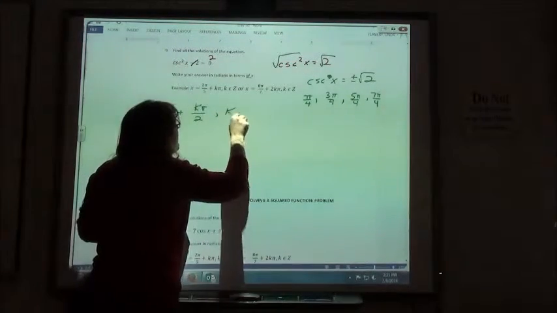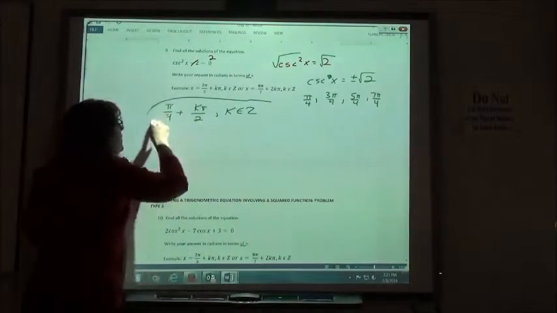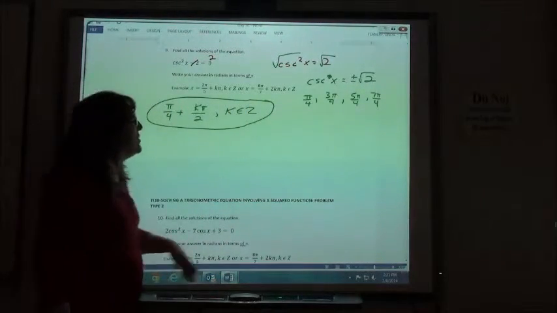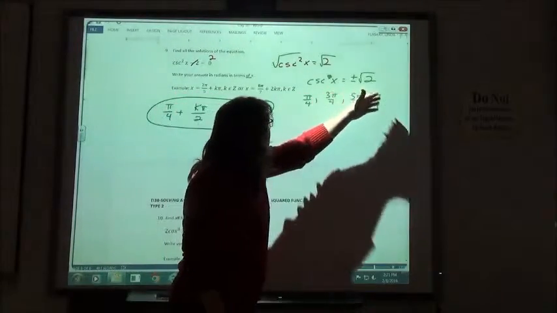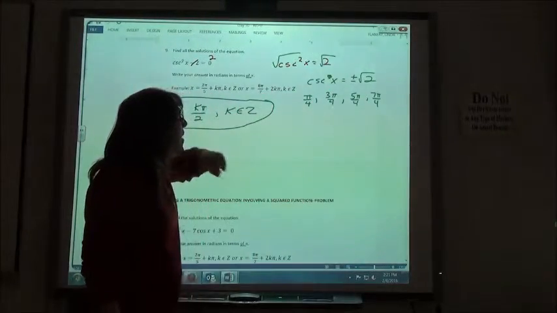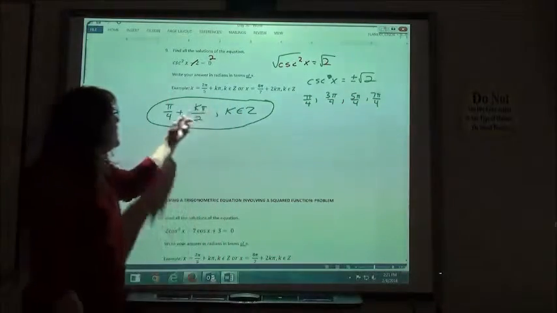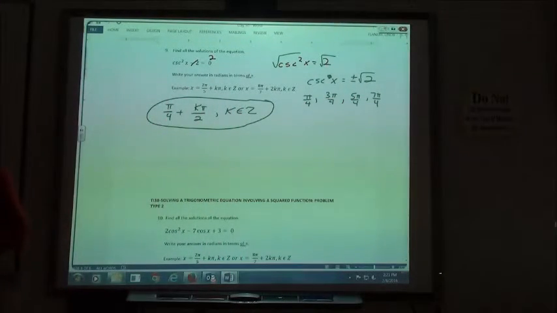Again, k has to be an element of z. So normally with sine, cosine, secant, and cosecant, I would have all 4 of these answers with the plus 2k pi, but since this one happened to all be 90 degrees apart, they all got combined into one big long answer. Won't happen a lot.